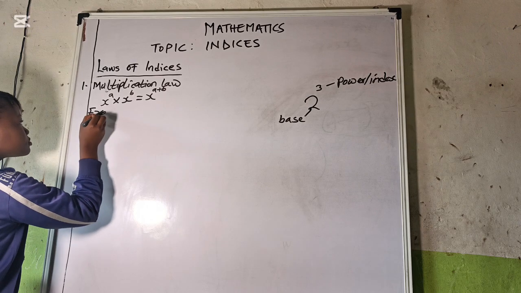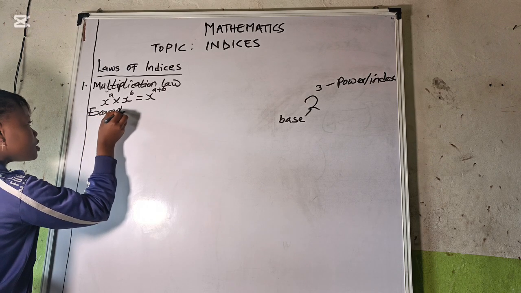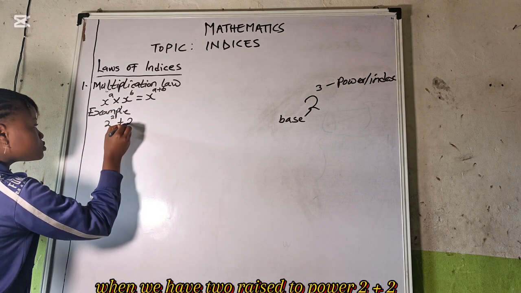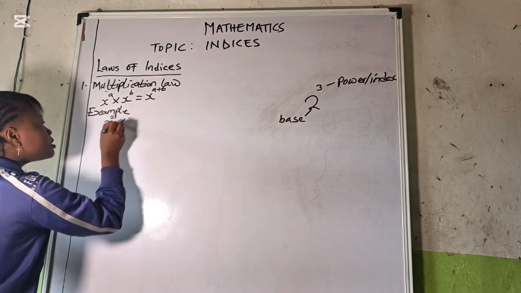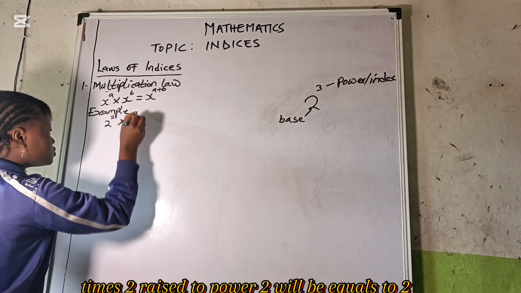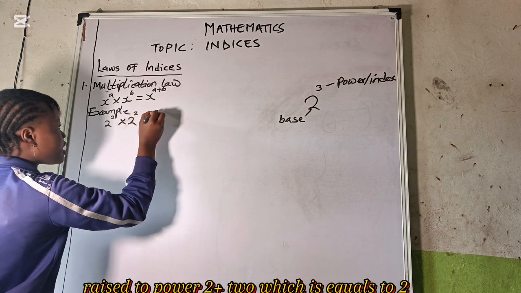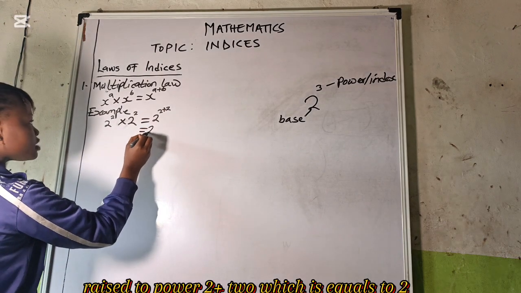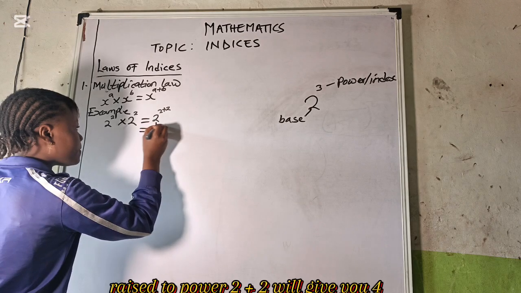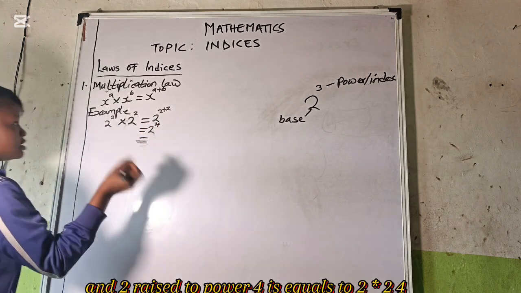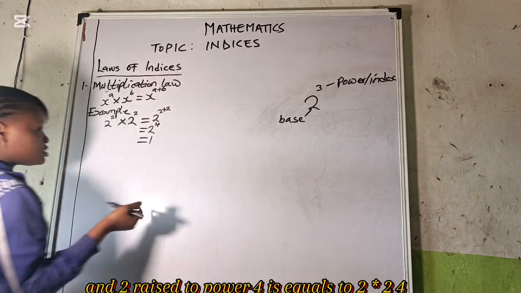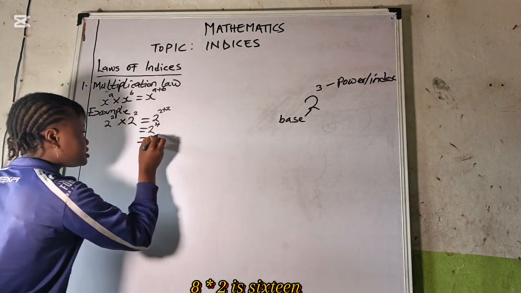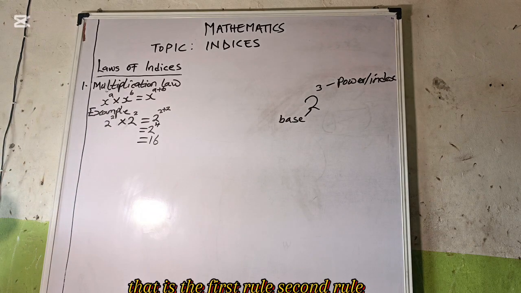Example: when we have 2 raised to power 2 times 2 raised to power 2, it will be equal to 2 raised to power 2 plus 2, which is 2 raised to power 4. And 2 raised to power 4 is equal to 2 times 2, 4, 4 times 2, 8, while 8 times 2 is 16. That is the first rule.